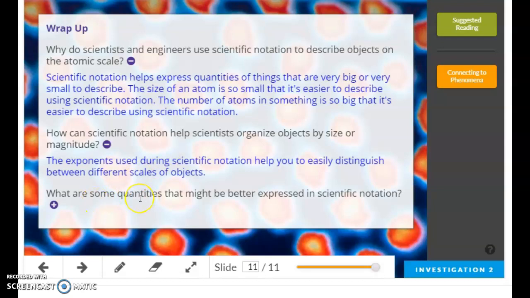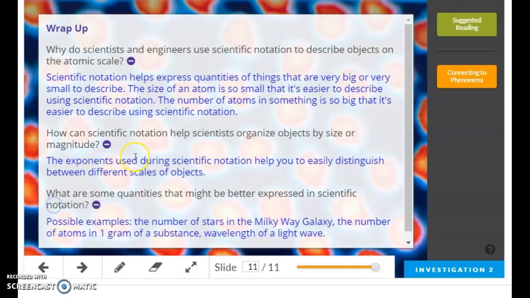What are some quantities that might be better expressed in scientific notation? Possible examples that might come to mind would be the number of stars in the Milky Way galaxy, the number of atoms in 1 gram of a substance, or even the wavelength of a light wave.